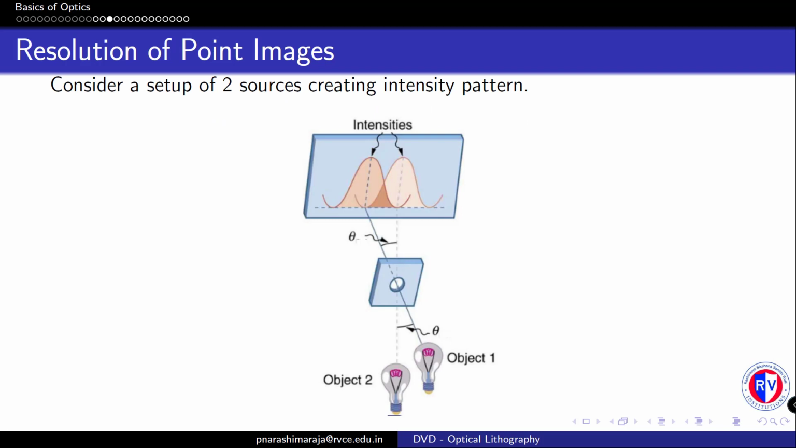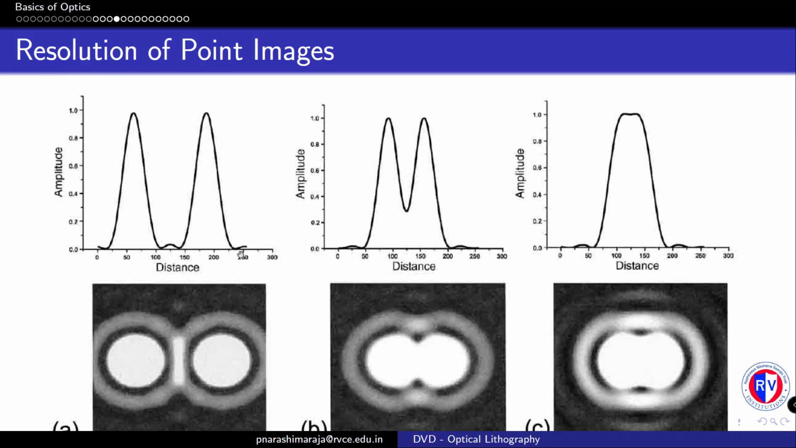Now let us add another source, which is separated by an angle theta as shown in this figure. When you add a second source, these two sources create two Airy discs as shown on this image. The image on the left is when the angle between the two sources has an angle theta that is greater than theta minimum. You can visually see that there are two Airy discs that can be resolved as two separate image point sources.